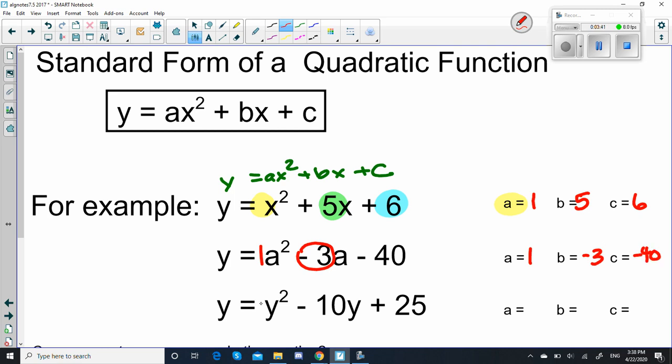Okay, same thing down here. My A is positive 1. And you're going to see today the ones that we factor, they all have an A or that leading coefficient of positive 1. My B is negative 10, and my C is positive 25.